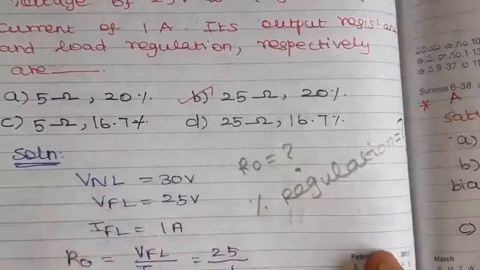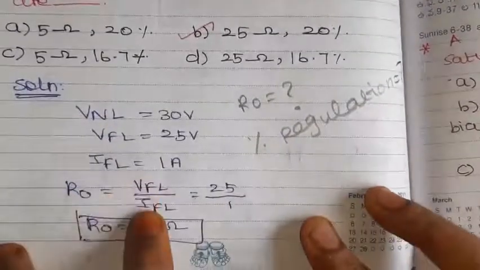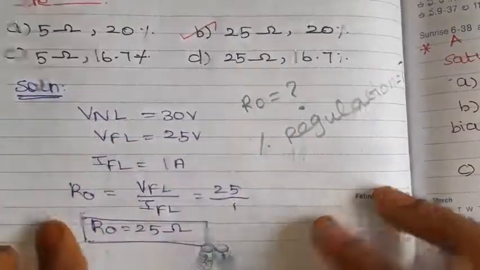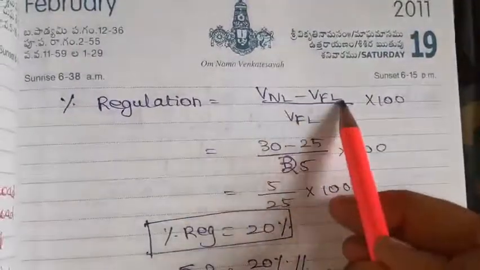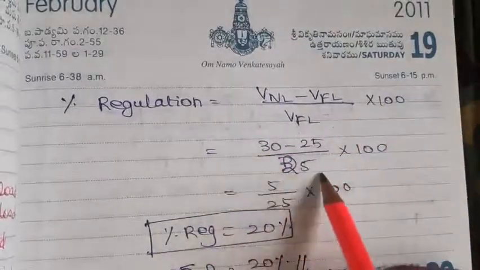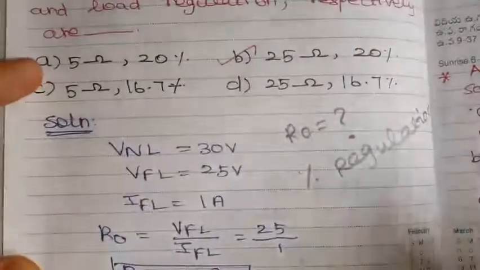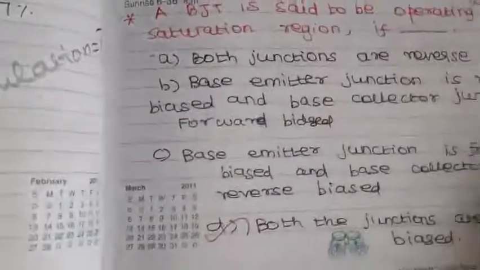So R naught is nothing but VFL by IFL. So 25 by 1, we are getting 25 ohms. Okay, then what is the percentage regulation? Load regulation is V no load minus V full load, divided by V full load, into 100. So 30 minus 25 divided by 25, by simplifying we are getting 20%. So 25 ohms and 20% is the right answer.